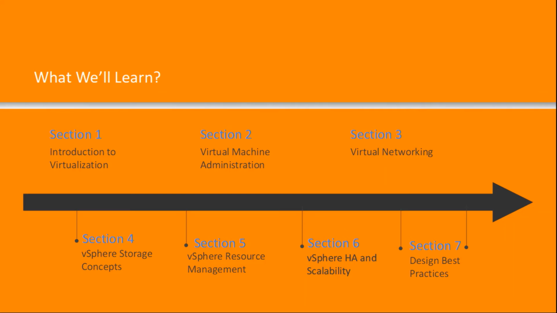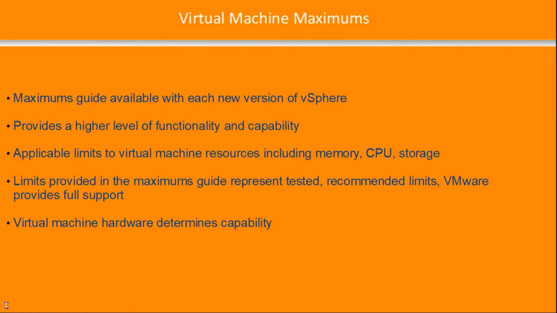Today we'll be looking at the maximums guide that is issued with each new version of vSphere. The virtual machine maximums guide is available with each new version of vSphere and provides an indication and a higher level of functionality and capability available with that particular version. It also provides limits to virtual machine resources including memory, CPU and storage. The limits provided in the guide are tested, are recommended limits, and VMware will fully support them. In addition, the virtual machine hardware has to be upgraded to match that capability.